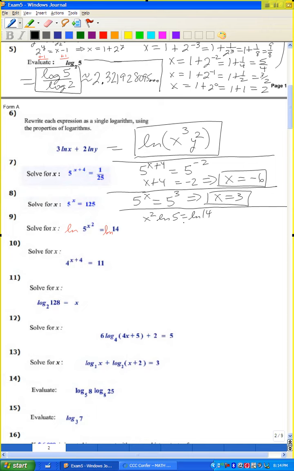Divide both sides of my equation by ln 5. And so I have x squared equals ln 14 over ln 5. Therefore, by the square root property, x is plus or minus the square root of ln 14 over ln 5. And actually, both of those work if you plug in. And so that's your answer.